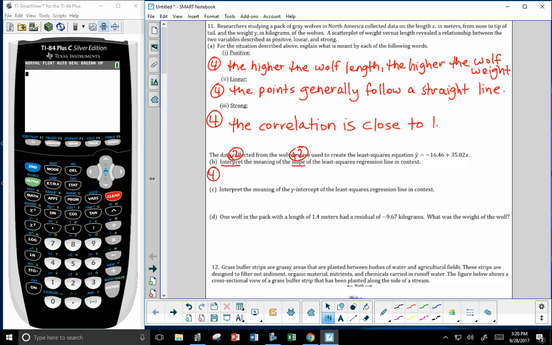What you want to do with your slope is you always want to take it, and it is always the number that's in front of X. You want to put it over 1, and you want to associate your top number with Y and your bottom number with X. In the context of this problem, Y is our weight, okay, and X is the length. And by the way, our weight is in kilograms and our length is in meters, okay, from the original scenario. So you would want to write a sentence saying for each increase in length in meters, we would predict an increase in weight of 35.02 kilograms.